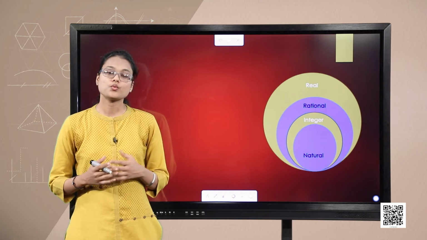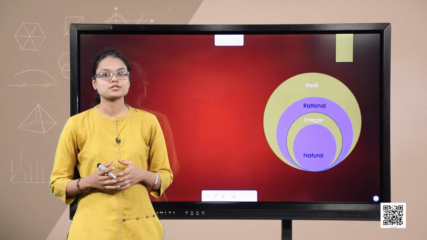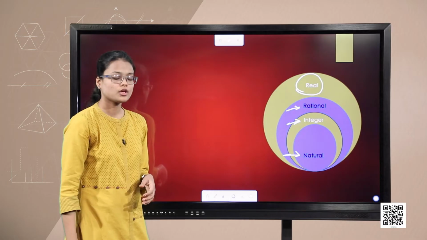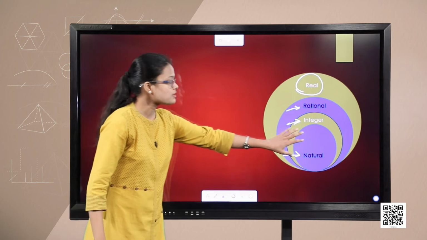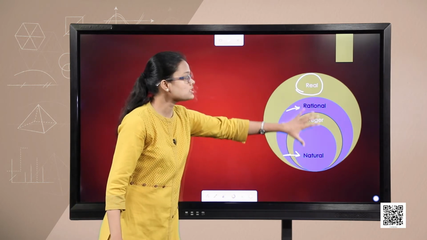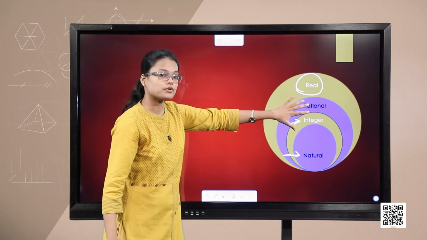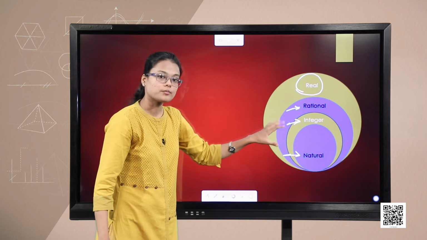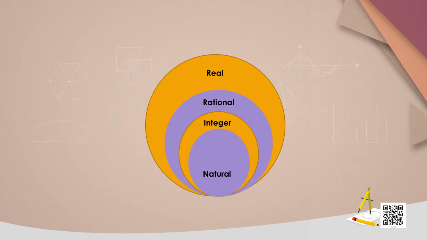We have studied various sets of numbers: the set of real numbers, the set of rationals, the set of integers and the set of natural numbers. You also know that every natural number is also an integer, every integer is also a rational number, and every rational number is also a real number. So, it is obvious to see this relation.